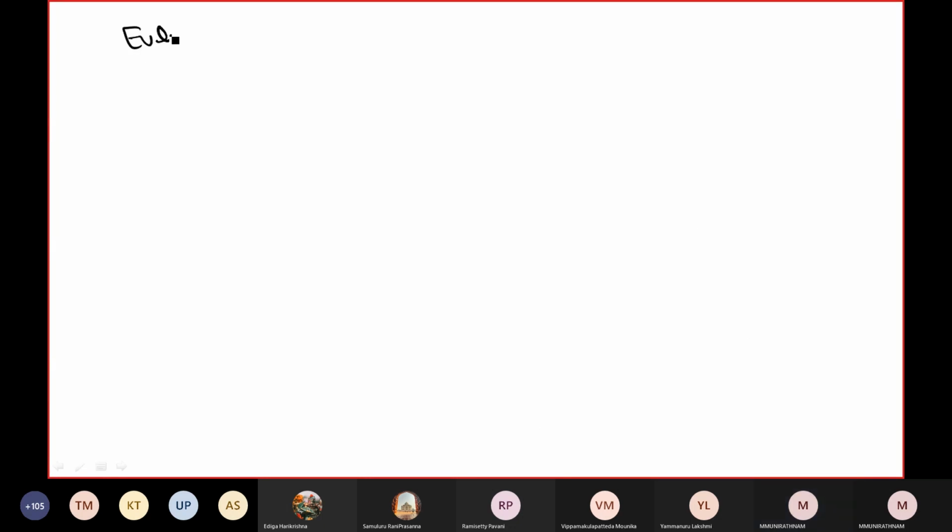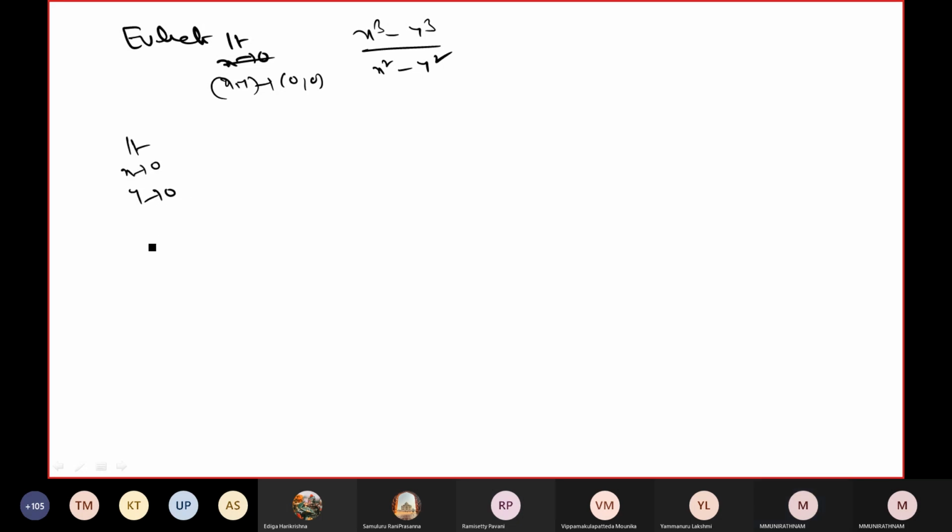Evaluate limit x comma y tends to 0 comma 0 of x cube minus y cube by x square minus y square. So do it along two paths. Along two paths, what is the value? Anyone? X tends to 0, then y tends to 0. What is the value? Anyone?